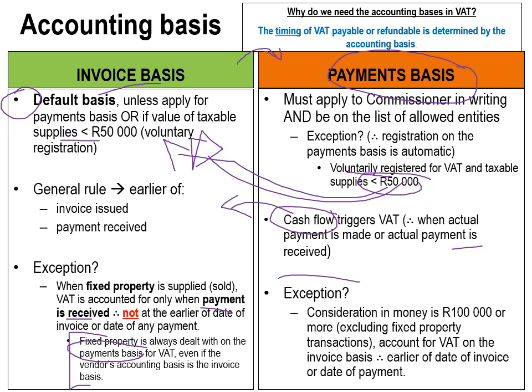So even if our vendor is registered on the payments basis, so they have to account for VAT when payment is made or payment is received, if the consideration, now consideration is the amount including VAT, if the consideration in money is 100,000 Rand or more, excluding fixed property transactions, because remember, fixed property transactions we have to account for on the payments basis, we will account for VAT on the invoice basis. In other words, the earlier of the date of invoice or date of payment.